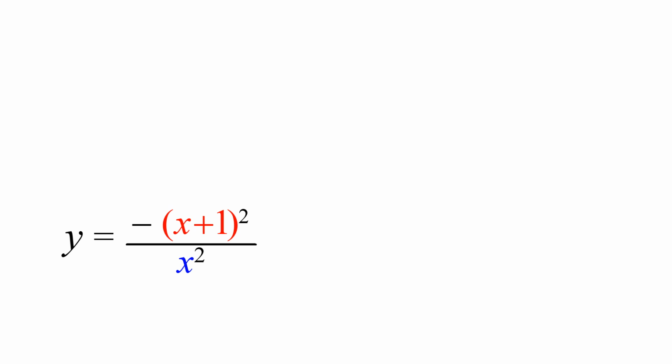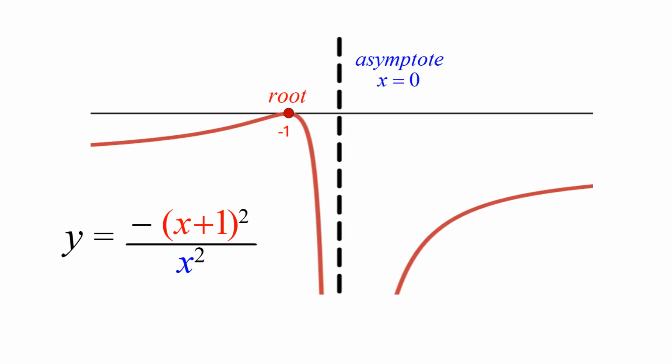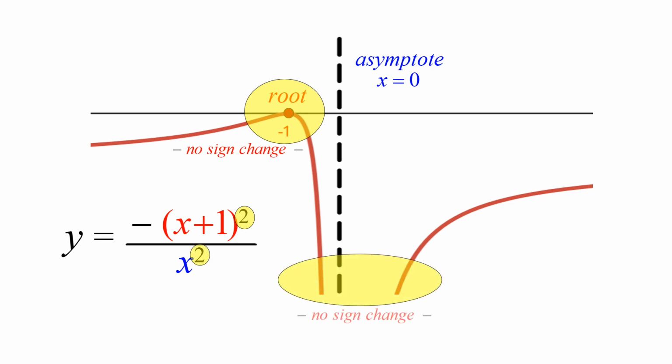Here's an example where we have a root at -1 and an asymptote when x is 0, and both of these terms are squared. That means when we approach the root from the left, the sign was negative. When we pass, it remains negative. Picking up our pencil, as we approach the asymptote, the sign was negative. It remains negative when we cross.